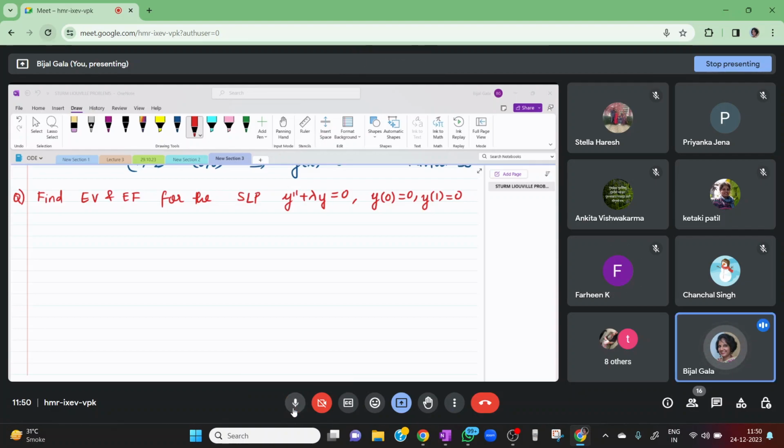No, the boundary condition is y of 1 equal to 0 itself. The conditions can keep changing, no? In the previous one, our b1 was 0 and b2 was non-zero. Here b1 is non-zero and b2 has become 0. It's okay.